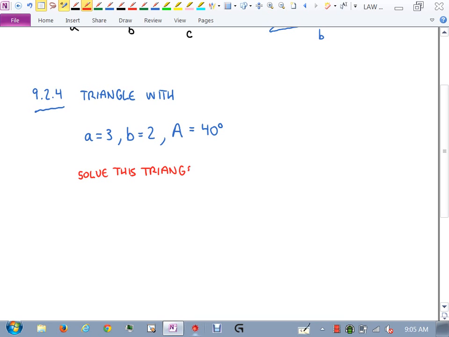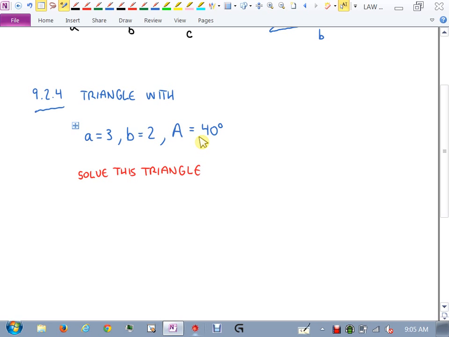What do I mean by solve the triangle? Find all the sides and all the angles. So there are 6 things that you need, right? 3 sides, 3 angles. You're already given half of the information, right? You have two of the sides, one of the angles.